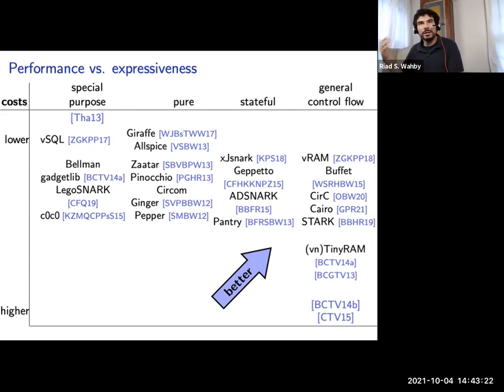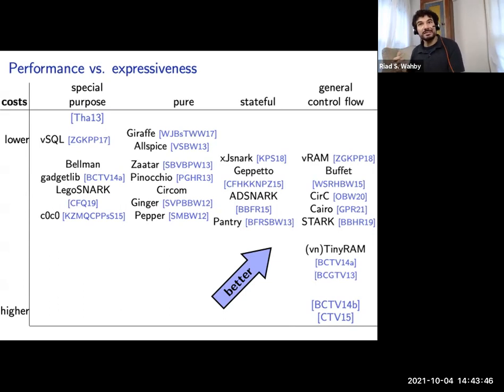And then if we move all the way to the right, we get compilers that handle, roughly speaking, general purpose control flow. It's not quite true that they're general purpose because, of course, the programs have to be bounded in size, because the proof has to be over a statement that's bounded in size. But these essentially handle familiar program constructs, RAM, data-dependent looping, et cetera.